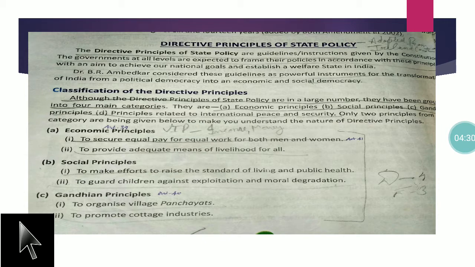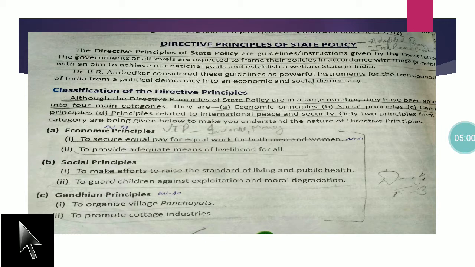Dr. B.R. Ambedkar considered these guidelines a powerful instrument for the transformation of India from a political democracy into an economic and social democracy. Political means only to run the government, but when we are talking about economic, that is the financial resources of a particular country. Social democracy means the social status of a particular country, the dignity of an individual of a country.